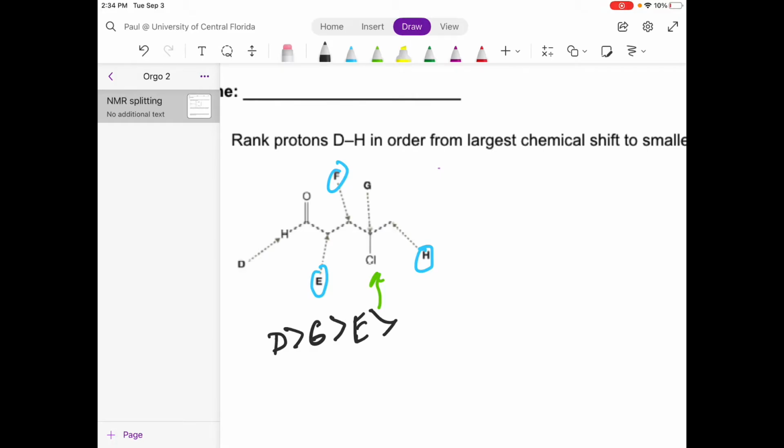Now it's between F and H. Okay. Now, F and H have this in common in the fact that H is one carbon away from this carbon, and F is also one carbon away from this carbon. So the distance there is the same. But what does F have that H doesn't? You can clearly see that F is closer to the carbonyl. Hence, we would expect F to be further downfield than H due to its proximity to the carbonyl.